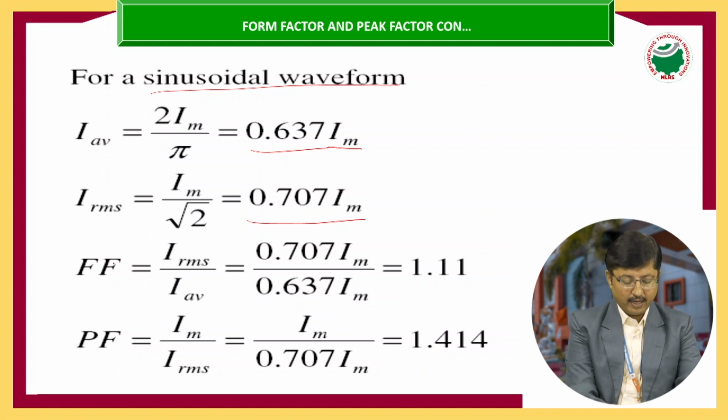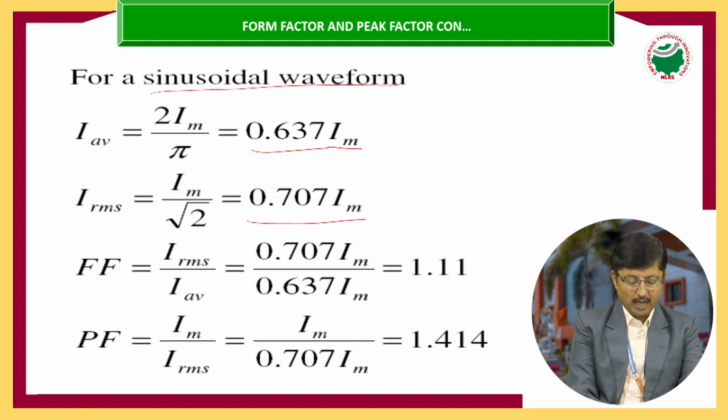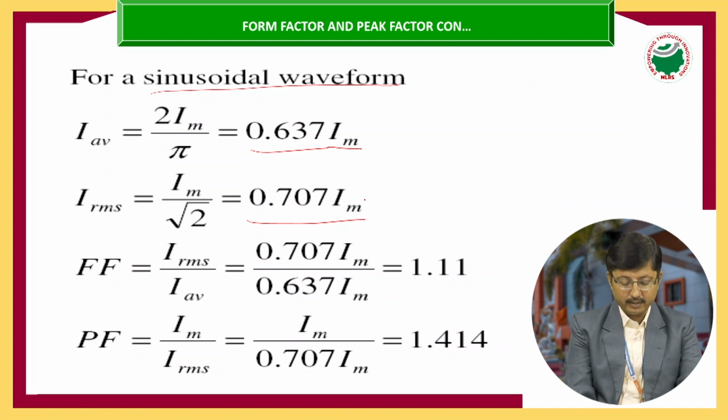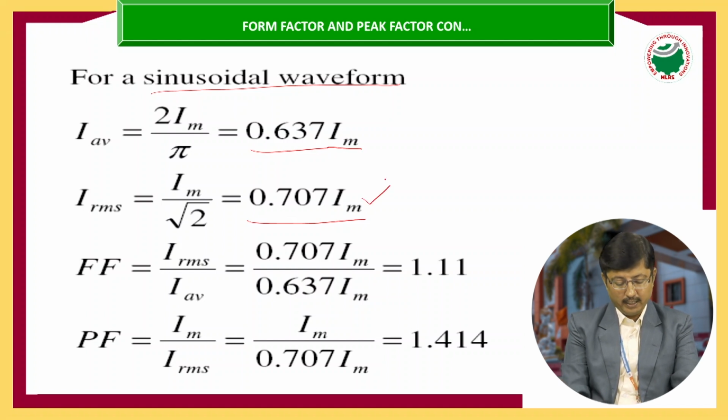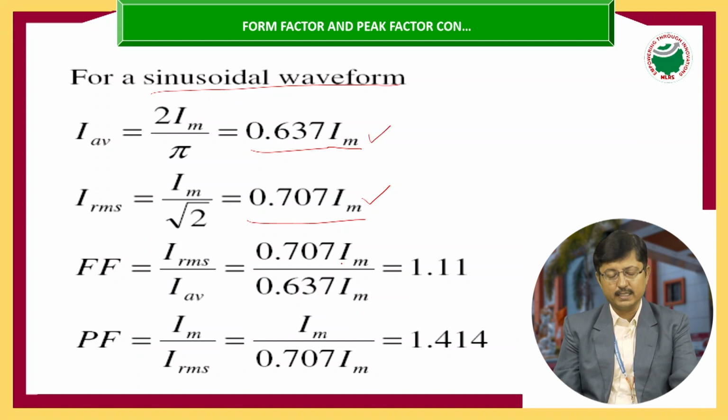So form factor, the formula, the definition we have just seen: the form factor is nothing but the RMS value divided by the average value. So what is the RMS value of current here? This is the RMS value of current. And what is the average value of current? This is the average value. That is, the RMS value of current divided by the average value of current.